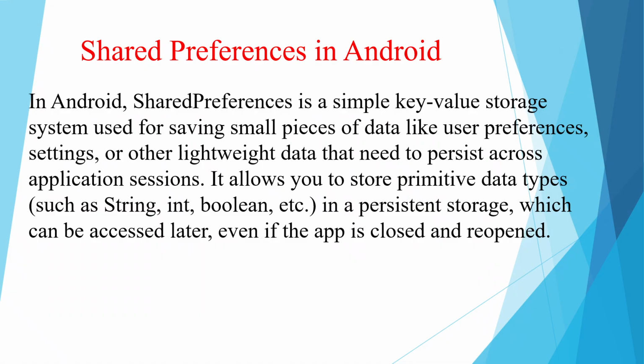In Android, shared preferences is a simple key-value storage system used for storing small pieces of data like user preferences, settings, or other lightweight data that needs to be persisted across application sessions. It allows you to store primitive data types such as string, int, boolean, etc. in a persistent storage which can be accessed later even if the app is closed and reopened. Okay, we can access the data even after the app is closed and reopened.